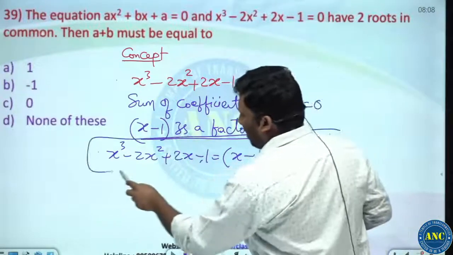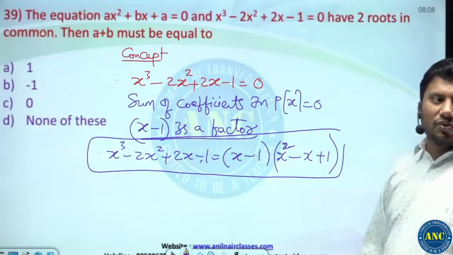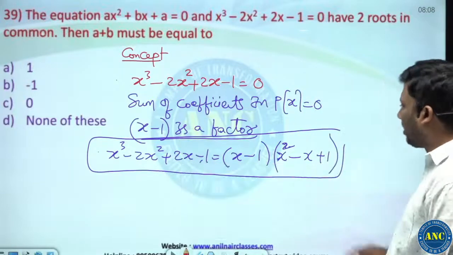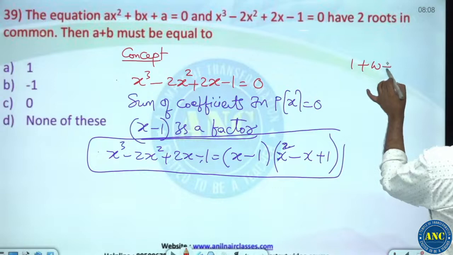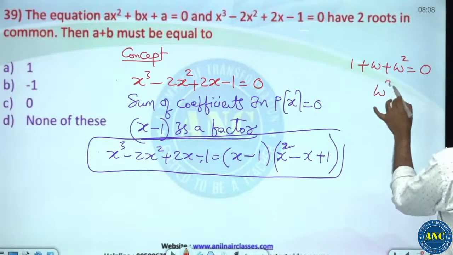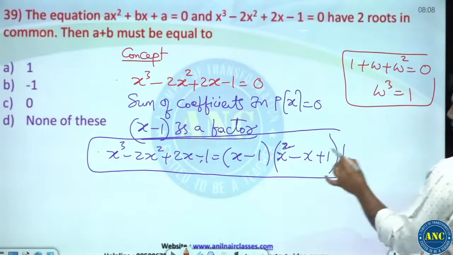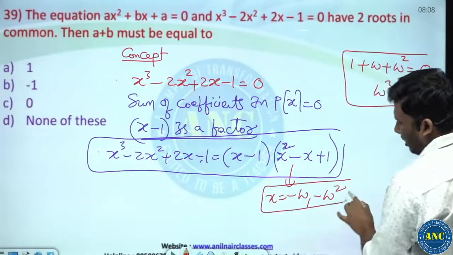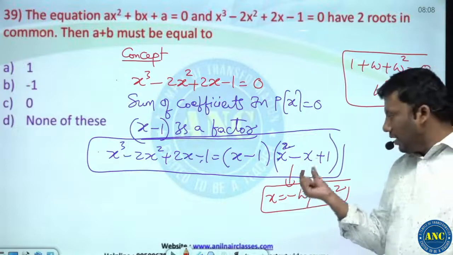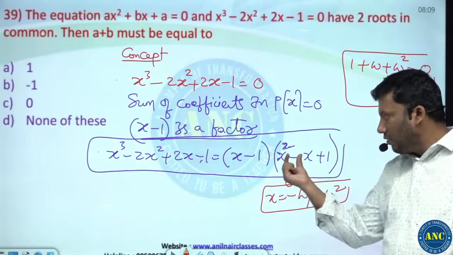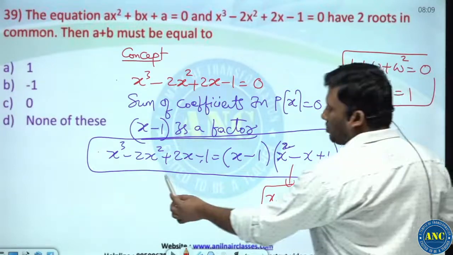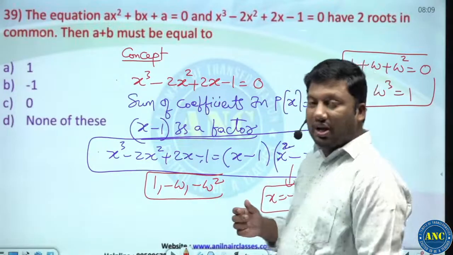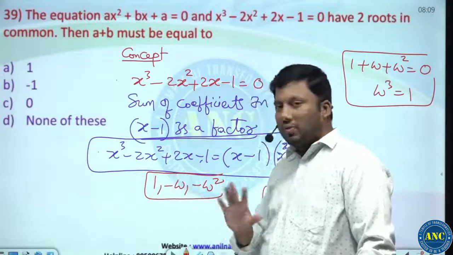That means this cubic equation can be transformed to x minus 1 into x square minus x plus 1. Have two roots in common. Just now we discussed some time before: 1 plus omega plus omega square is equivalent to 0, and omega cube is equivalent to 1. So if I do it, x is equivalent to minus omega or minus omega square. Minus omega is minus into minus, plus omega, 1 plus omega square. Here it is 1. So what are the roots for this equation? 1, minus omega, minus omega square. Two roots are common.